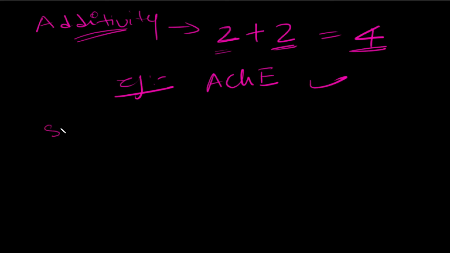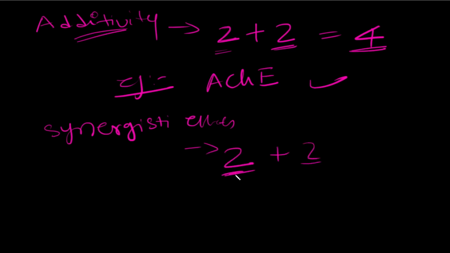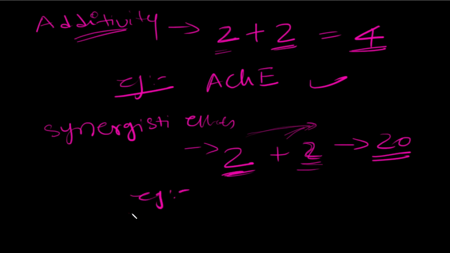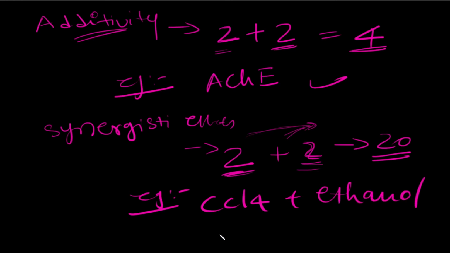Then we have the synergistic effects. That means two chemicals that have 2 points of toxicity each could lead to 20 points of toxicity if they are together manifesting toxicity at the same time. So together their toxicity would increase many fold. Okay, for example, carbon tetrachloride and ethanol are separately hepatotoxic, but when combined they are very hepatotoxic.